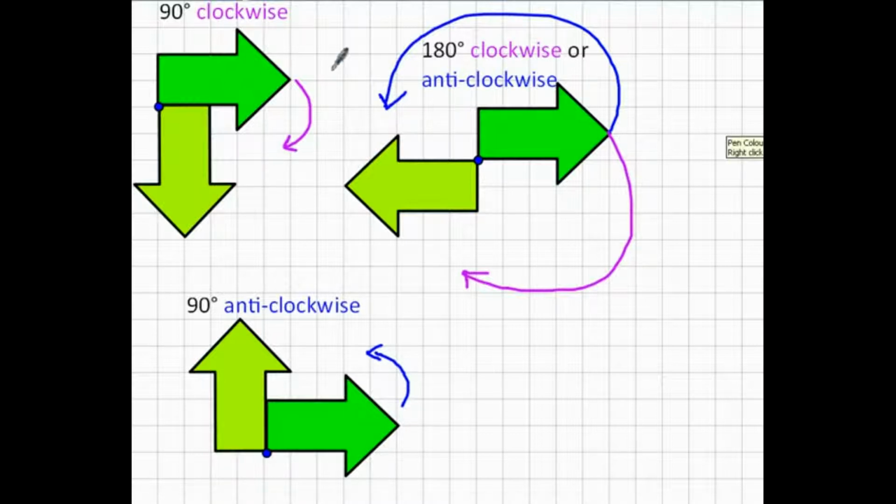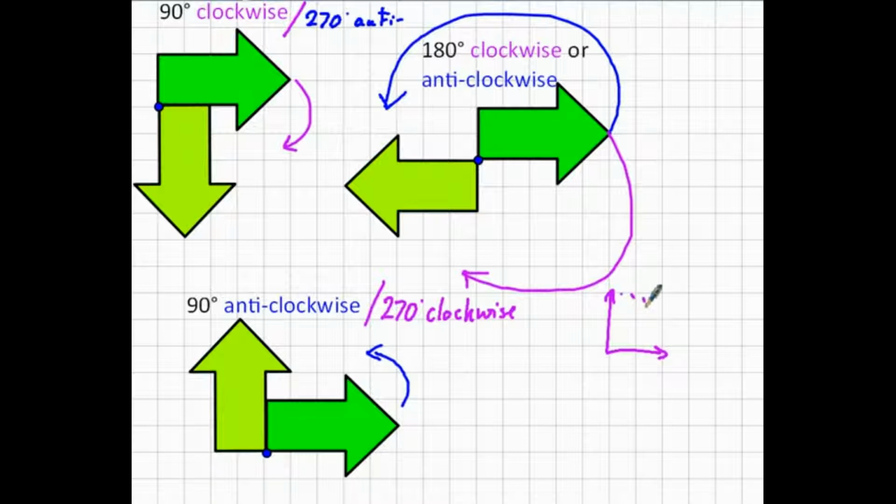It's worth mentioning that 90 degrees clockwise is the same as 270 degrees anti-clockwise, and that 90 degrees anti-clockwise is the same as 270 degrees clockwise. And that's because, if you think about it, we're doing a quarter turn in either direction, which is the same as a 3/4 turn in the opposite direction.